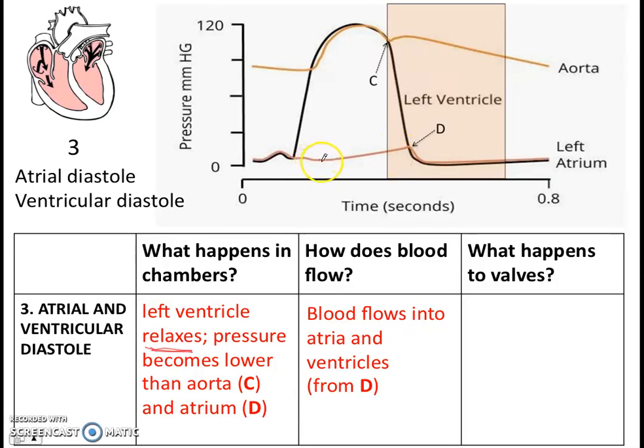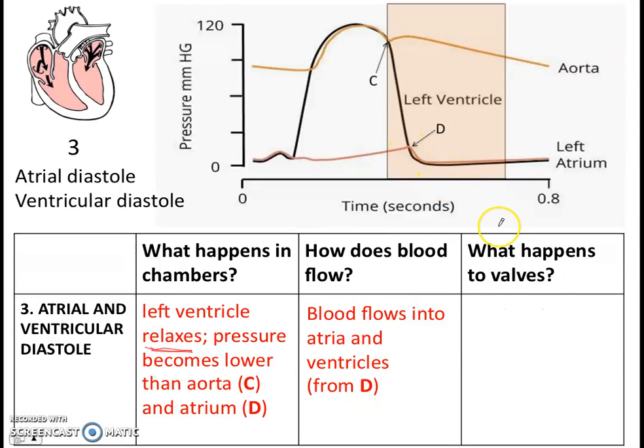If you take a look at this graph here, you can see that in the left atrium, blood pressure already starts to increase a bit at this point. And that's because the atria are being filled up. Now, after point D, when the left ventricle pressure drops below the left atrium, blood will start to flow from the left atrium into the left ventricle because the pressure is high in the left atrium. So blood will then flow from the left atrium into the left ventricle.